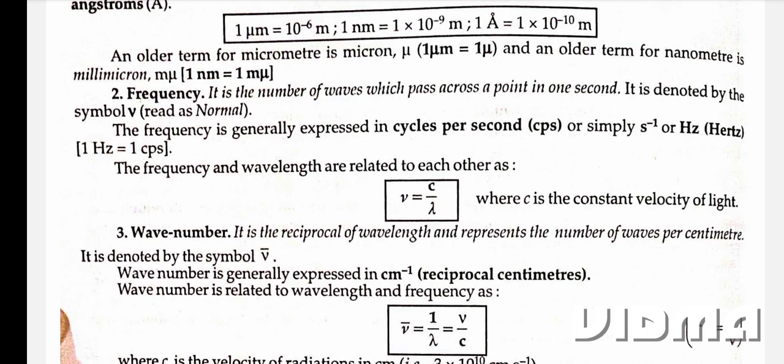Frequency: it is the number of waves which pass across a point in 1 second. It is denoted by the symbol ν. The frequency is generally expressed in cycles per second or simply second inverse or hertz. The frequency and wavelength are related to each other as ν = c/λ.